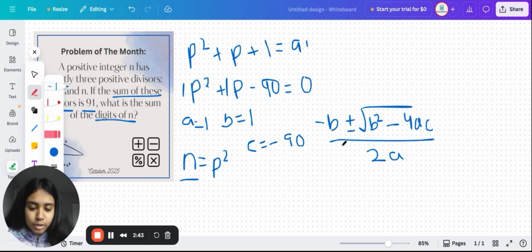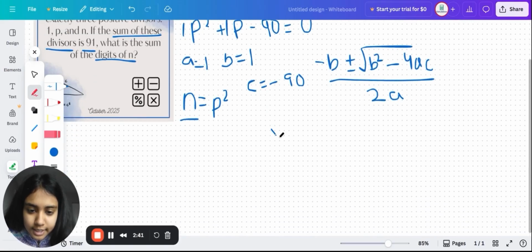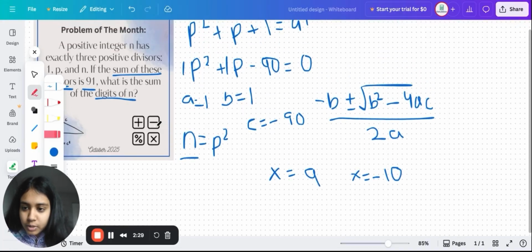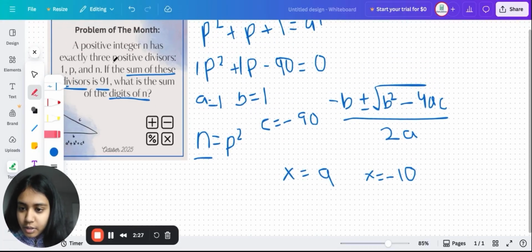Now if you plug these values into the quadratic formula, you will see that the two solutions we get are x equals 9 and x equals negative 10. We know that negative 10 wouldn't work because the divisors have to be positive, so we can cross out x equals negative 10. So we would use x equals 9 to find the value of n.